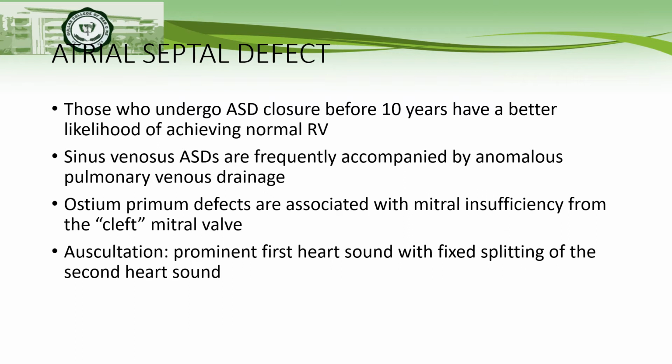The physiology of sinus venosus ASDs is similar to the one I discussed earlier, except that these are frequently accompanied by anomalous pulmonary venous drainage, thereby resulting in significant hemodynamic derangements that accelerate the clinical course of these infants. Ostium primum defects, on the other hand, are associated with mitral insufficiency from the cleft mitral valve and can lead to more atrial volume load and increased atrial levels of shunting. So these effects may be fatal to the patient, so closure should be done earlier.